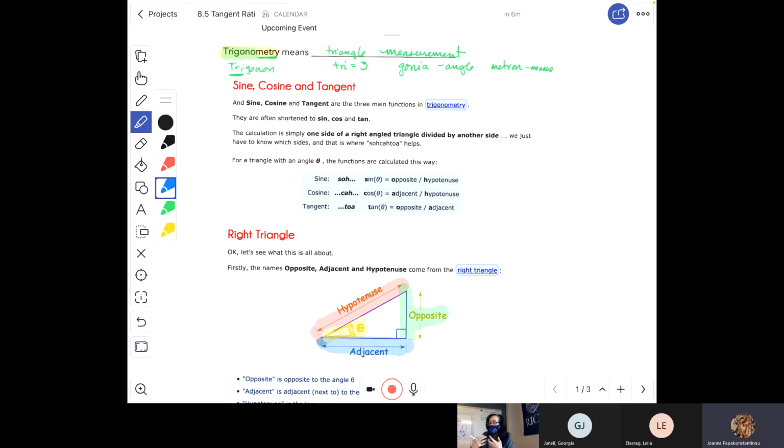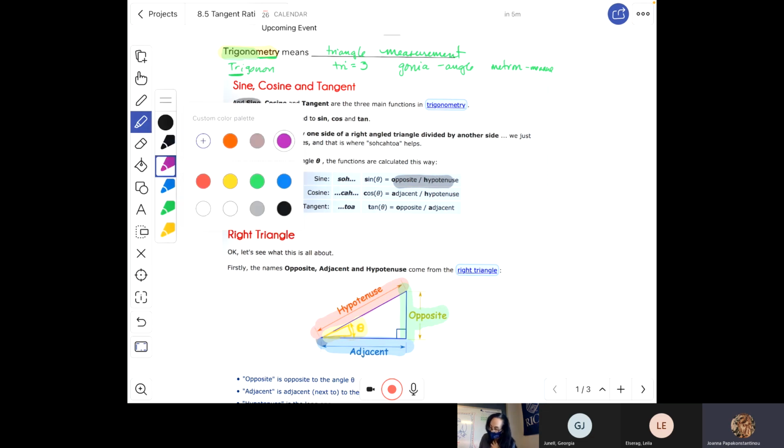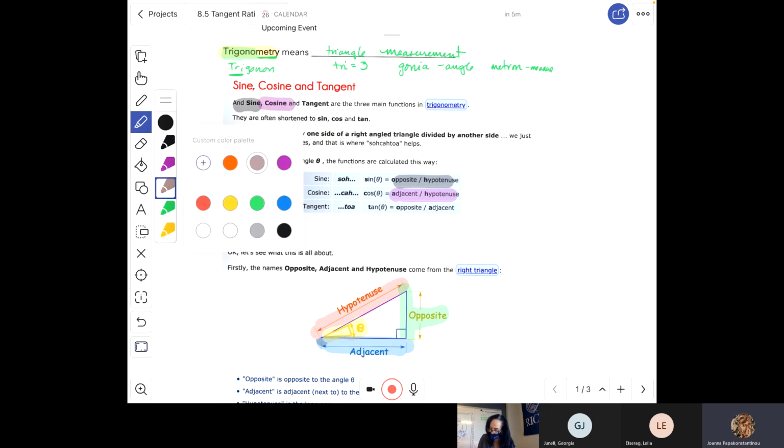Okay? Now, there are other ways to find degree measures. In fact, in trigonometry, we will be studying what's known as sine, and that will be opposite over hypotenuse. Cosine, which we will study next week, is adjacent over hypotenuse. But what we're going to focus on today is tangent. And tangent is found by taking opposite over adjacent.